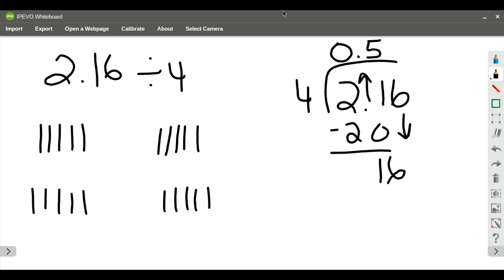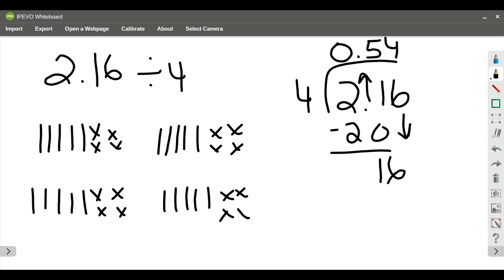So now I'm looking at my hundredths. 4 goes into 16 hundredths 4 times. And so I have 1, 2, 3, 4, four times over. 4 times 4 is 16. I subtract. I don't have any value left over. So here's my modeling for 2 and 16 hundredths divided by 4. Here's what I do with the algorithm. The big thing to look at is right here. I just bring the decimal straight up, and then I treat it like a normal division problem.